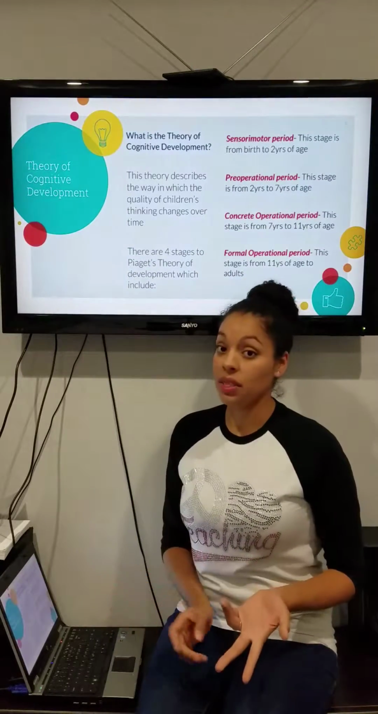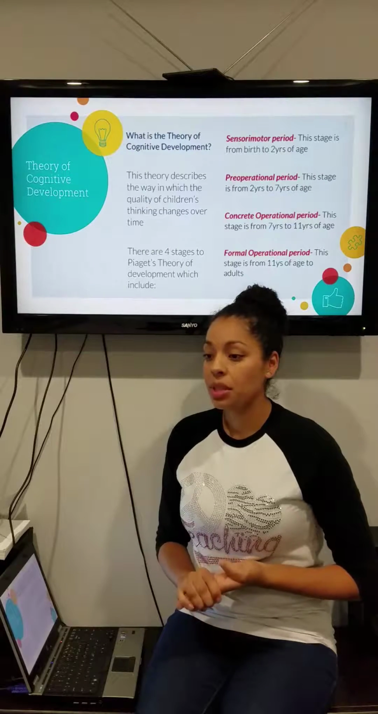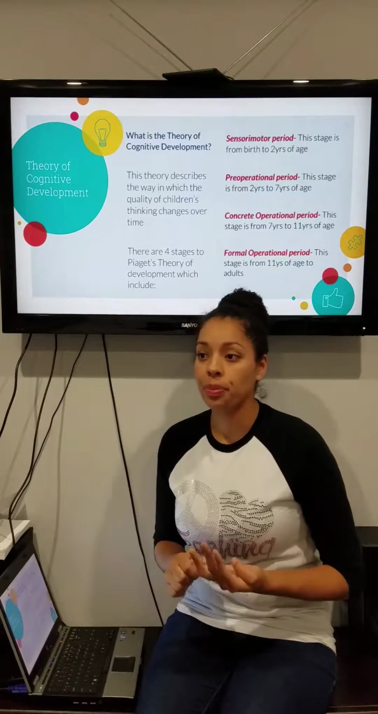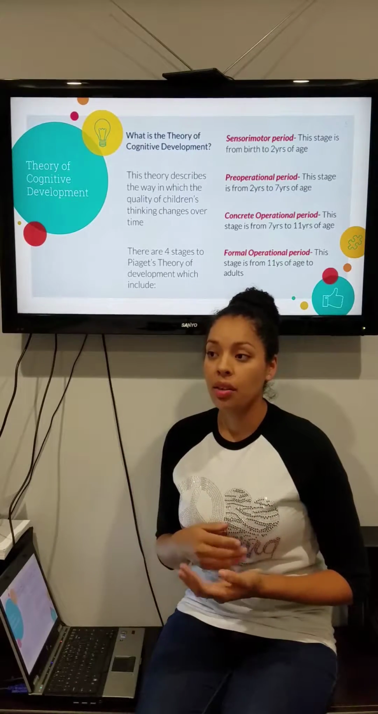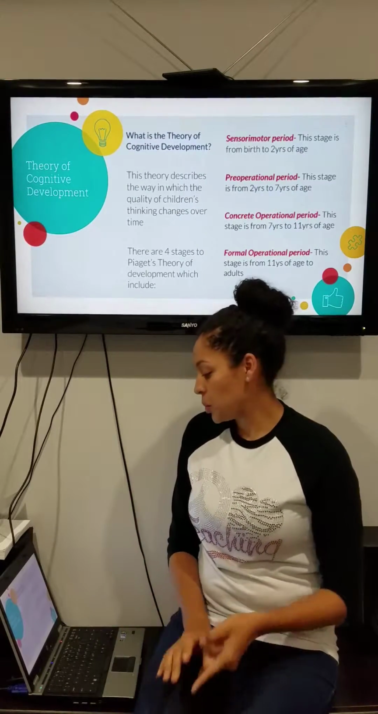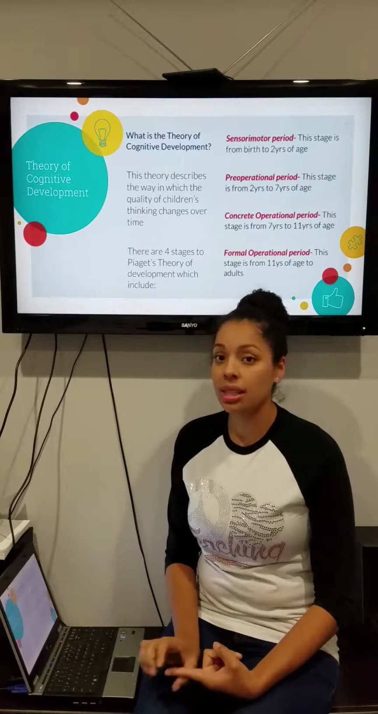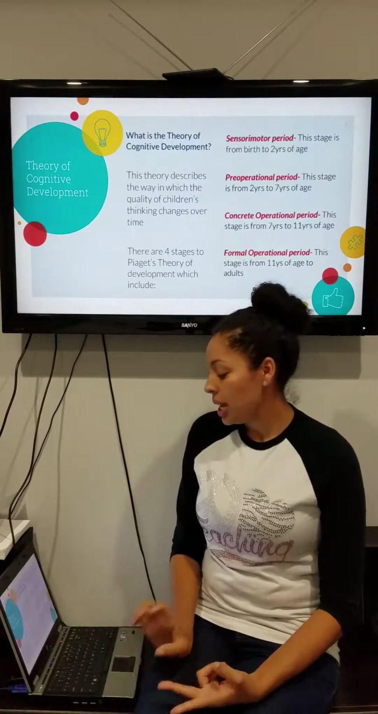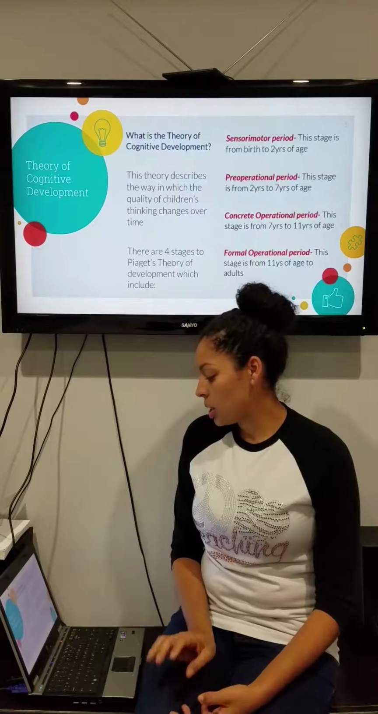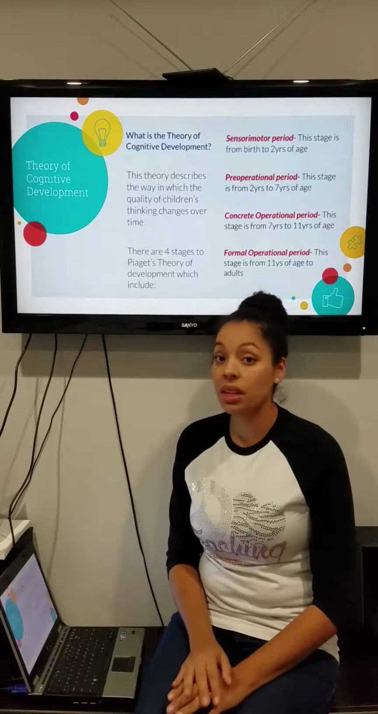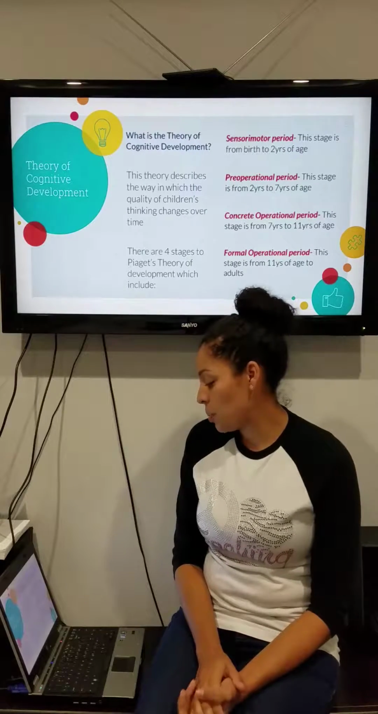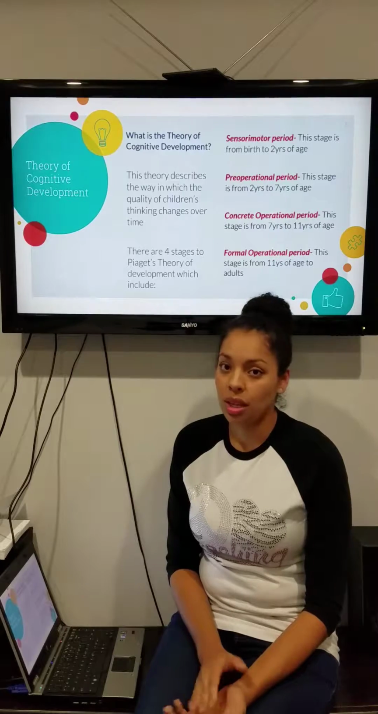So what is the theory of cognitive development? Piaget established these four stages that describe how children's development changes as they age and mature. The first one is the sensory motor period, from birth to 2 years of age. The second is the pre-operational period, from 2 years to 7 years of age. The third is the concrete operational period, from 7 years to 11 years of age. And the final stage is the formal operational period, from 11 years up to the age of adults.